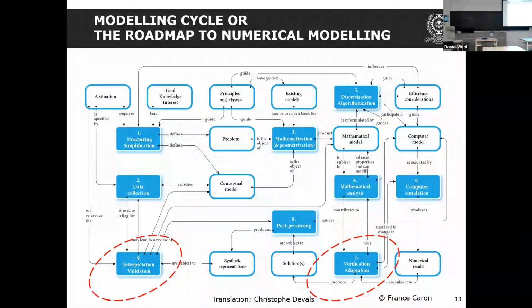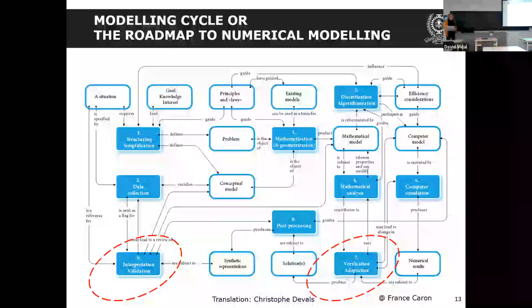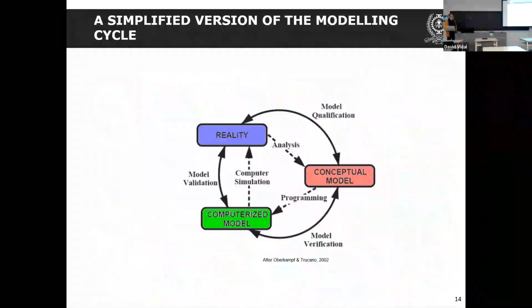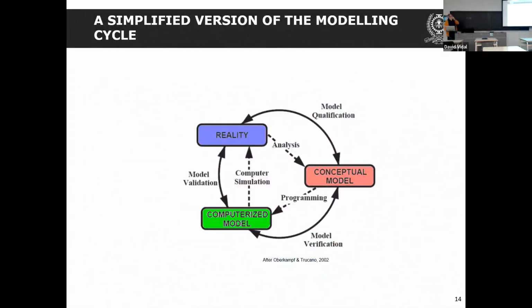It does not need to be a cycle. If at the first validation you're like, yeah, everything is working, you may be satisfied with the current model, but if you're not, it might come back in a loop to try to improve your model. So this is a more simplified version of the modeling cycle.